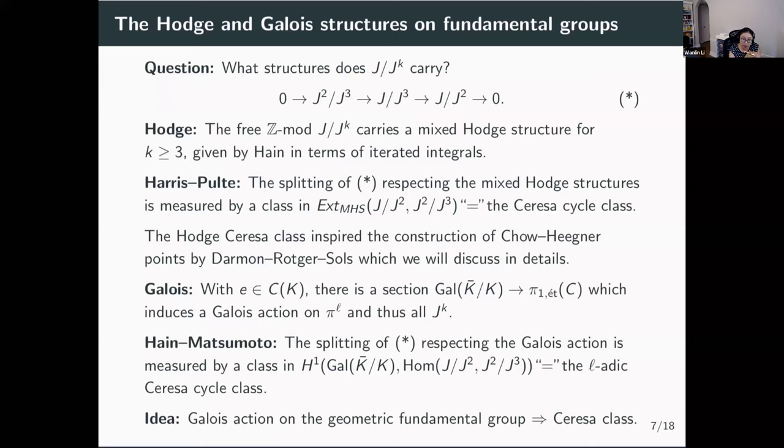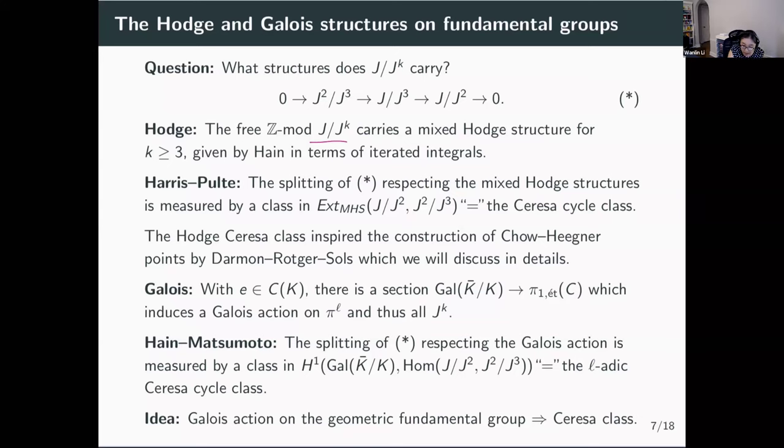So first of all, what structures does it carry? If I consider J mod higher powers of J, it carries a mixed Hodge structure. This was described by Hain in terms of iterated integrals. So it carries a mixed Hodge structure, which means that we can ask: I know my sequence splits as Z modules.